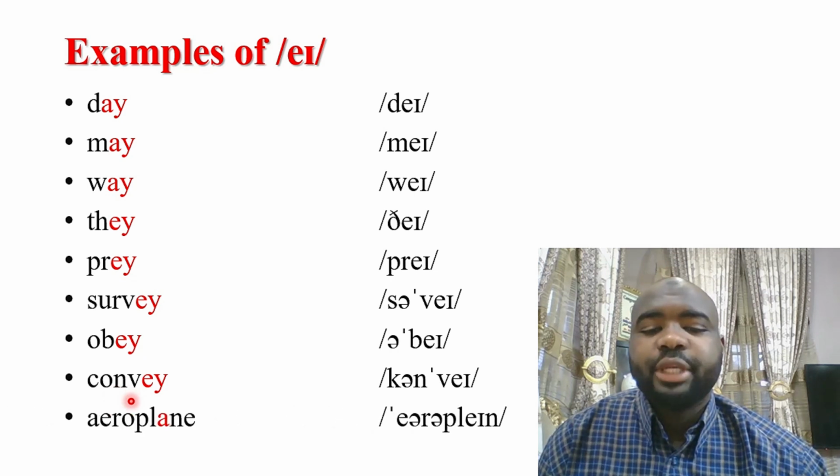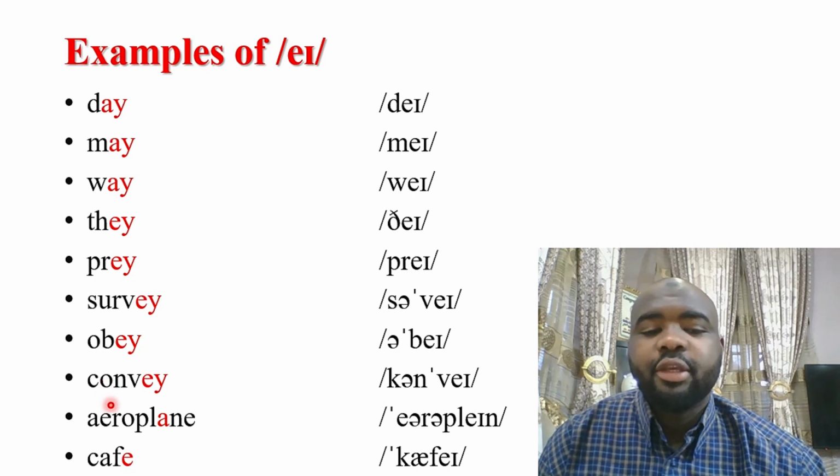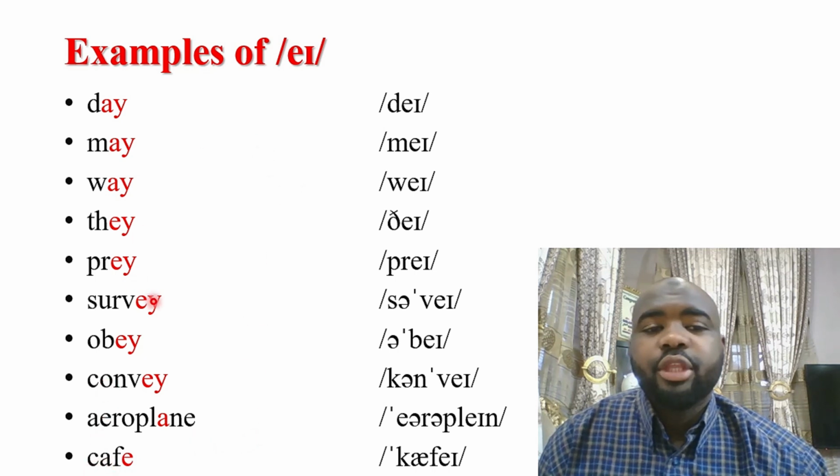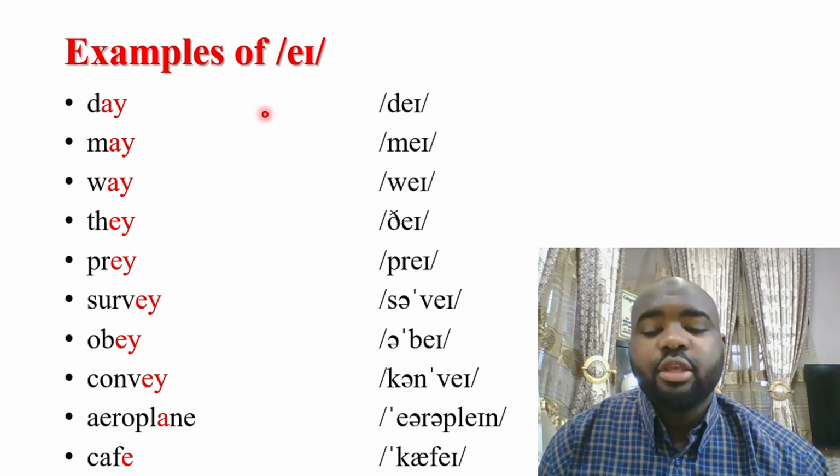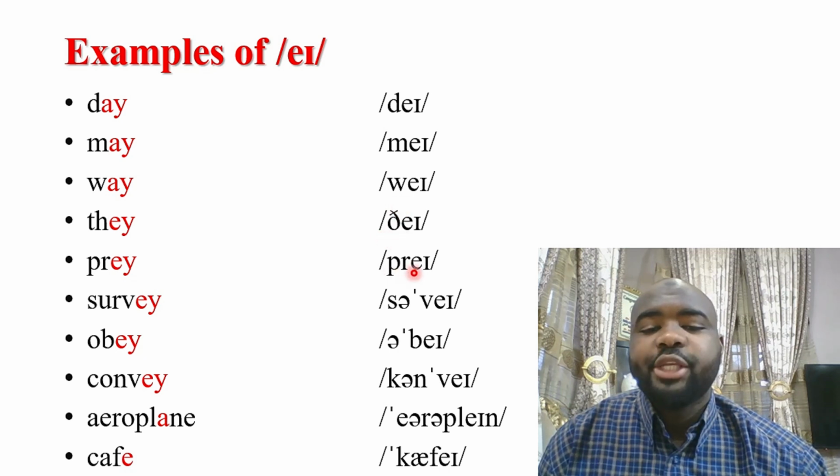Aeroplane, aeroplane. See, plane. Aeroplane. And finally, cafe. These are some of the examples of vowel diphthong A, E, A sound, as in day, may, way, they, pray, survey, obey, convey, aeroplane, cafe. Let's move on to the next category.